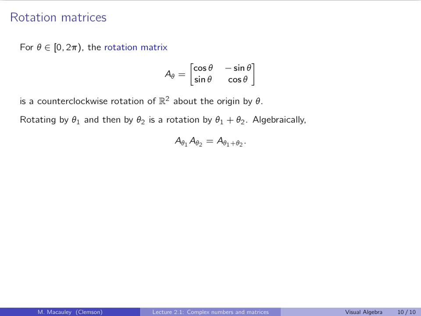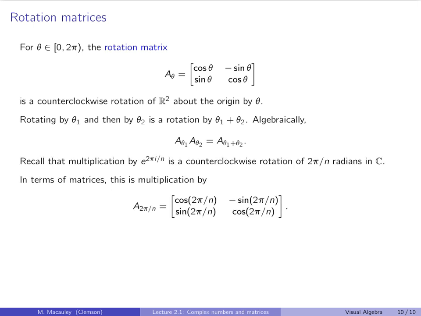If you rotate by theta 1 and then by theta 2, the result is a rotation by theta 1 plus theta 2. Algebraically, the product of the rotation matrices of theta 1 and theta 2 is the rotation matrix of theta 1 plus theta 2. I'll let you check this if you want to, but I don't think it's really necessary. Just a basic algebraic fact.